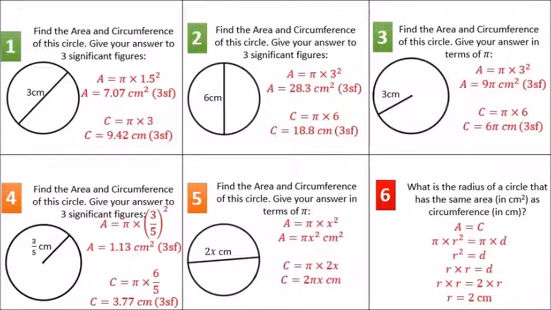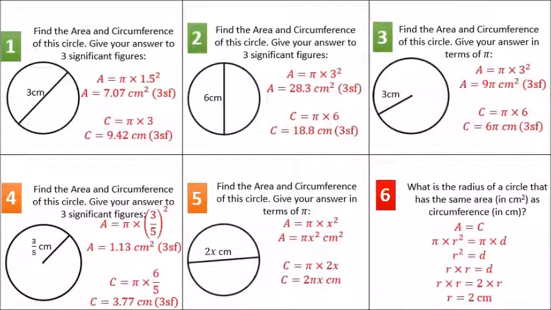So here are the answers to those questions. For the first question, we have a radius that is half of our diameter, so we have a radius of 1.5. So it's pi times 1.5 squared, which if I type into the calculator, I get 7.07 centimeters squared. The circumference is pi times the diameter, so pi times 3, which is 9.42 centimetres.